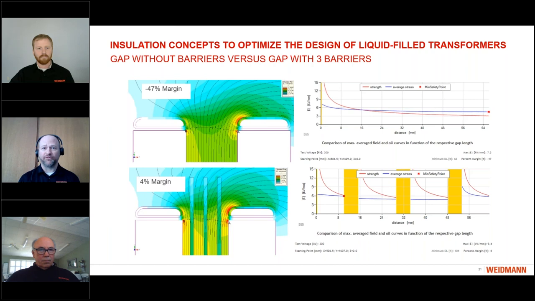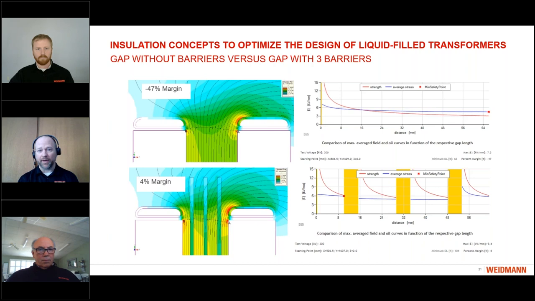That means at some point, whenever it's negative, the comparison of the stress across that gap to the Weidmann reference curve means that they have crossed, so that there is actually no safety margin in there. You are very likely to see an induction of partial discharge. But if we simply add a few barriers, you can go from zero or negative 47 to a 4% margin just by the addition of three barriers, which is what our bottom imagery is showing.